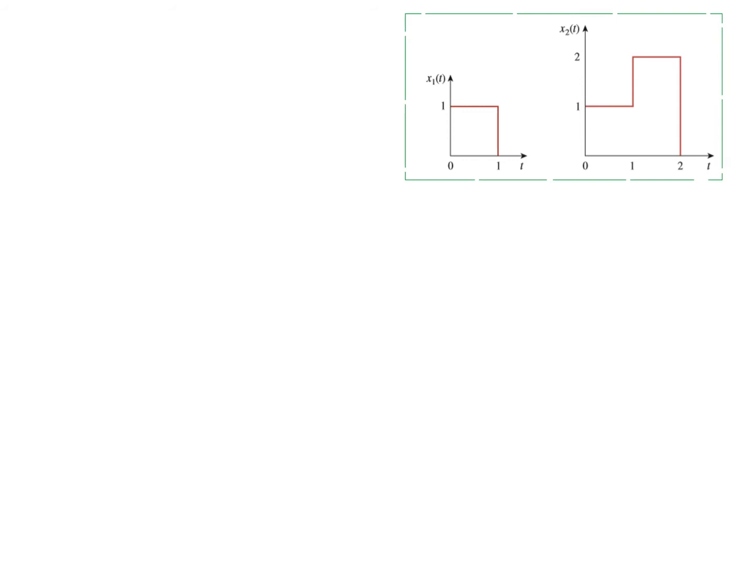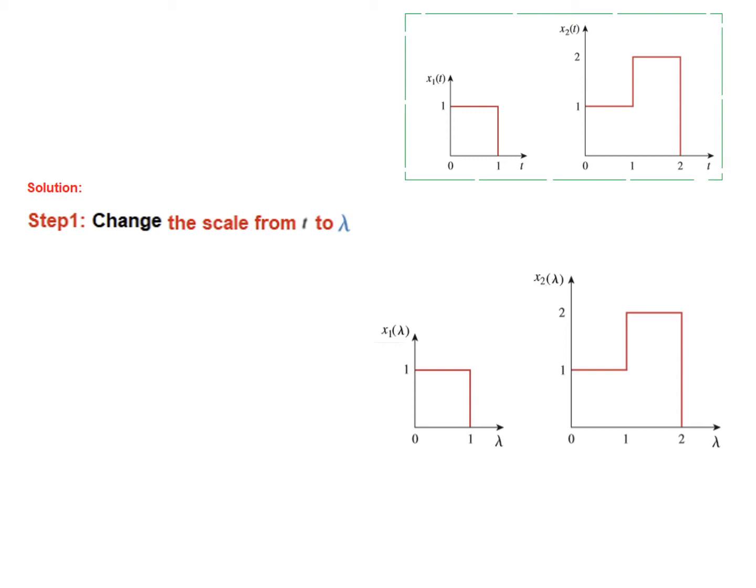Now the first step, as we have been following, is that you change the scale from t to lambda. So this t variable will be changed to lambda, and this is done because in subsequently solving this problem, we'll be using t as a variable itself. So this is how it looks after the change of t into lambda, and the name also changes from x1(t) to x1(lambda), and x2(t) to x2(lambda).